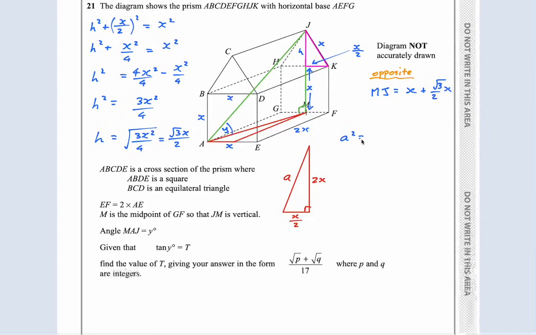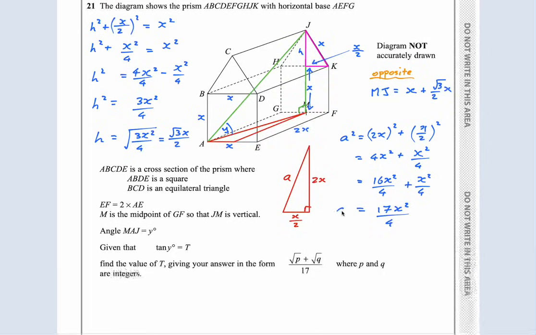So a squared is equal to this squared plus this squared. 2x squared plus x over 2 squared, which is 4x squared plus x squared over 4. And this is equal to 4x squared, which is 16x squared over 4. I'm just doing common denominator, guys. 16x squared over 4 plus 1x squared over 4 equals 17x squared over 4.